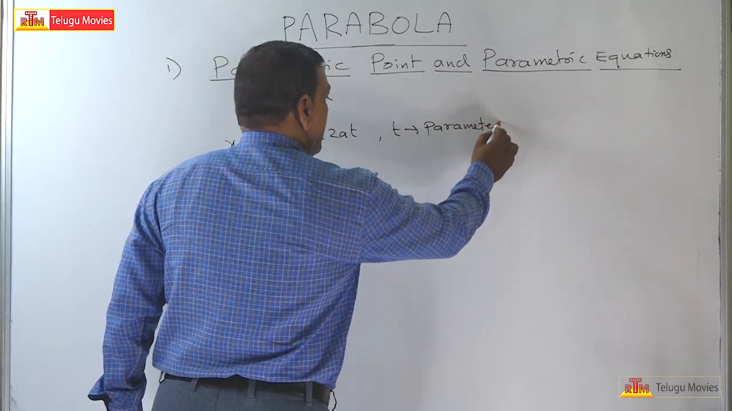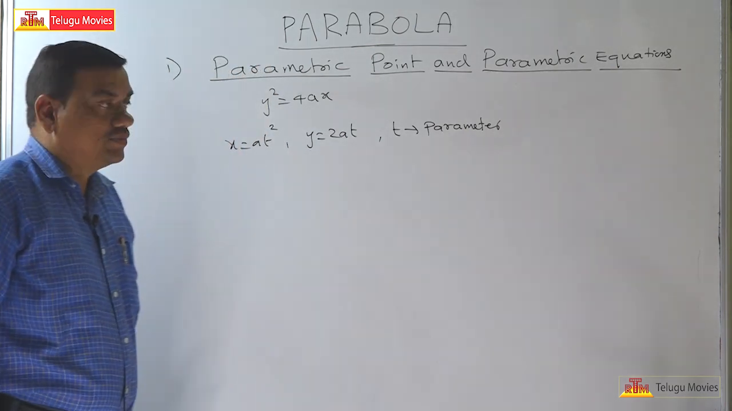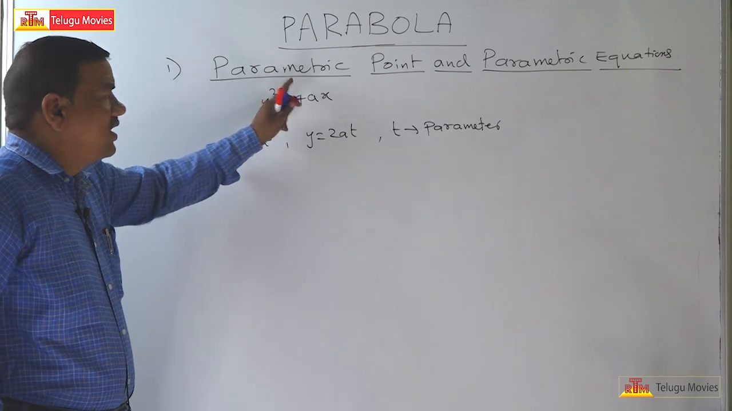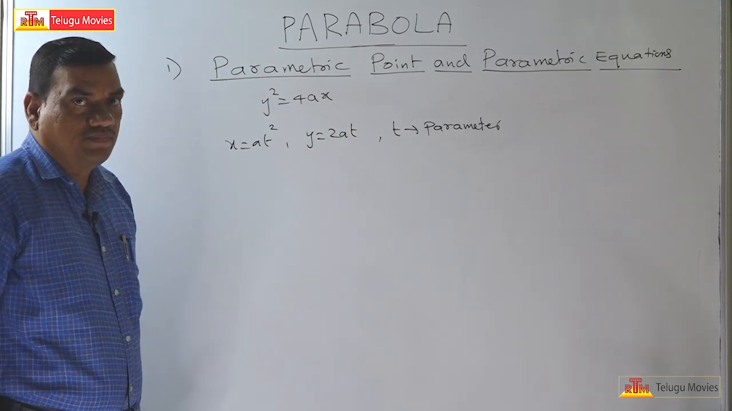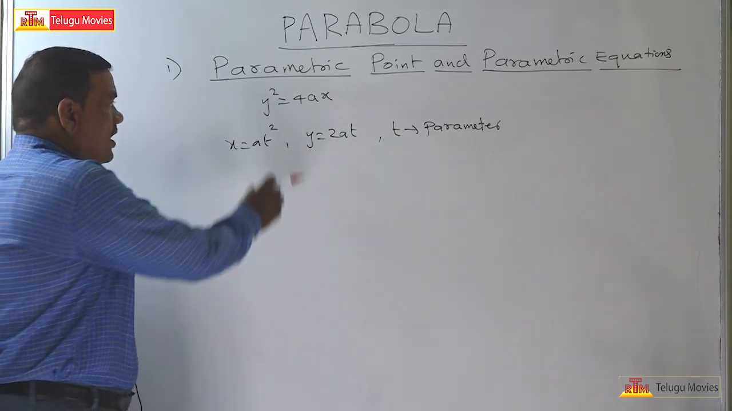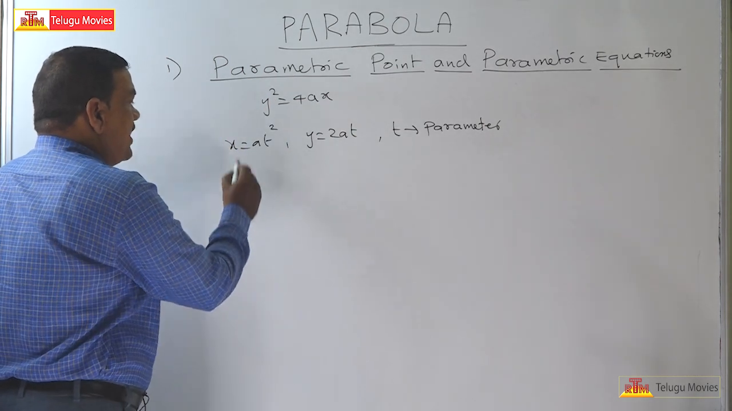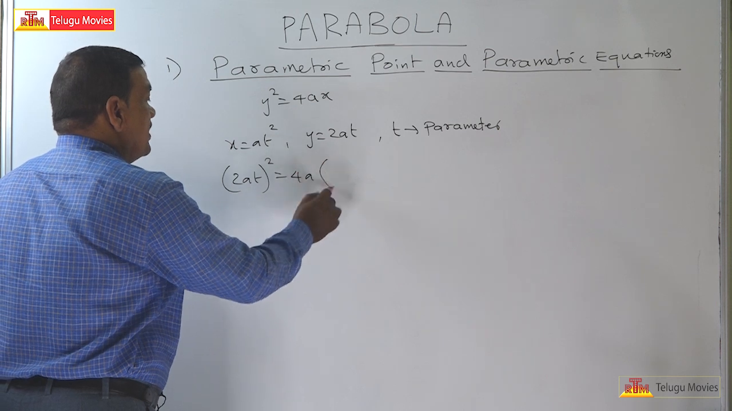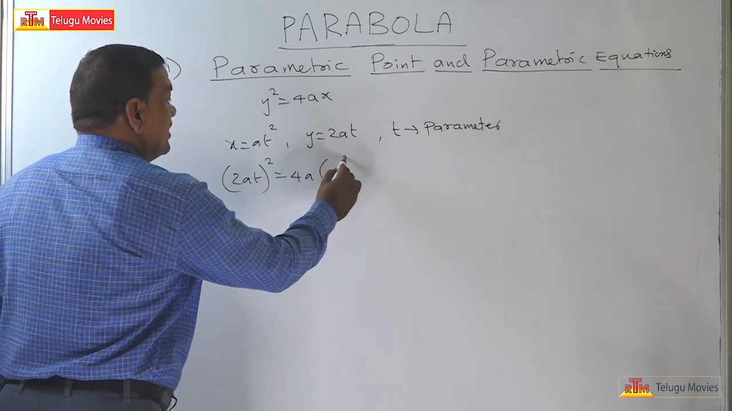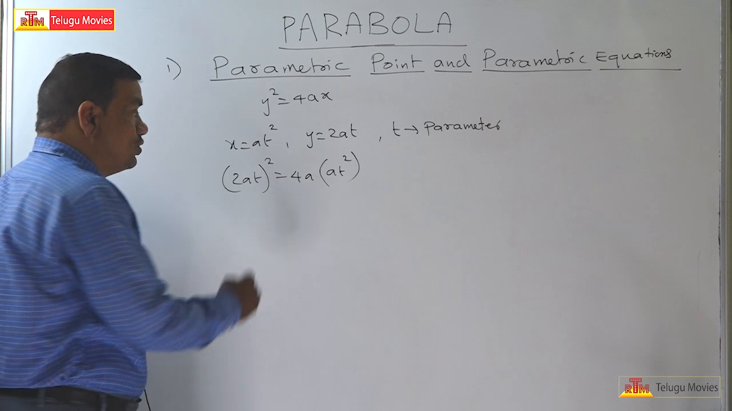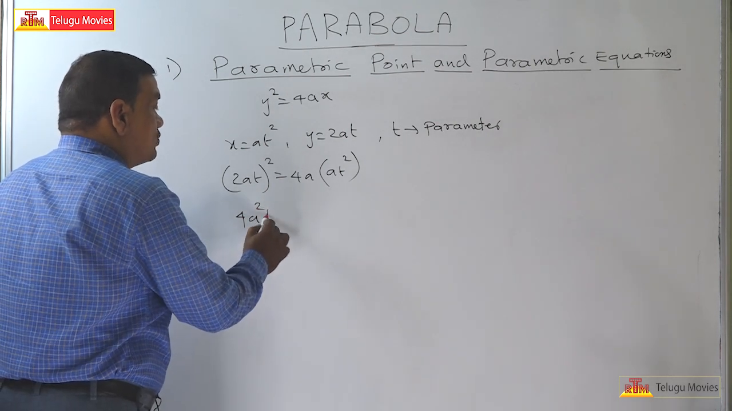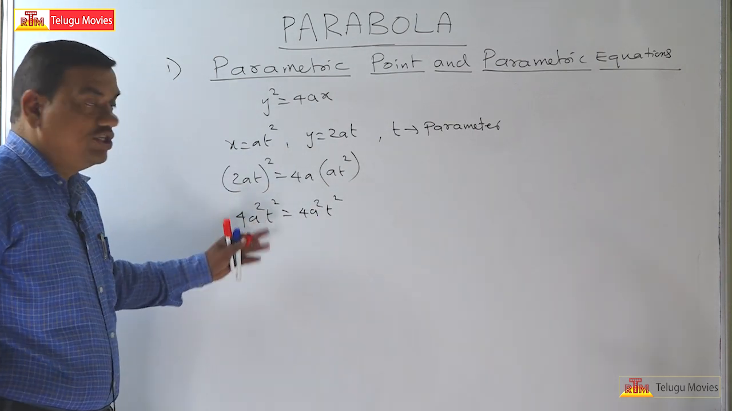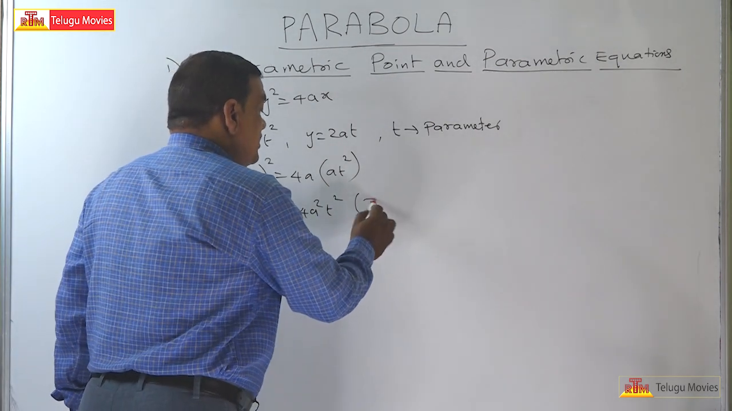You can take any value for t. For any value of t, this x comma y belongs to that parabola. Let us check it. In place of y, substitute 2at. So 2at whole square is equal to 4a into x, which is at square. So this is 4a square t square equals 4a square t square. Is it true or false? Yes, it is true.